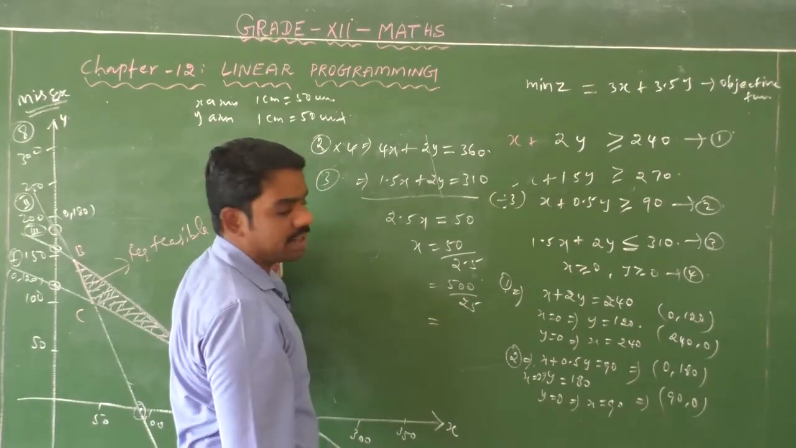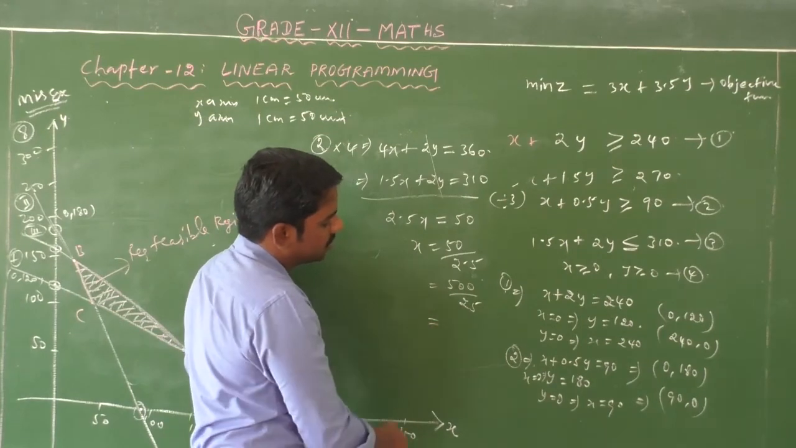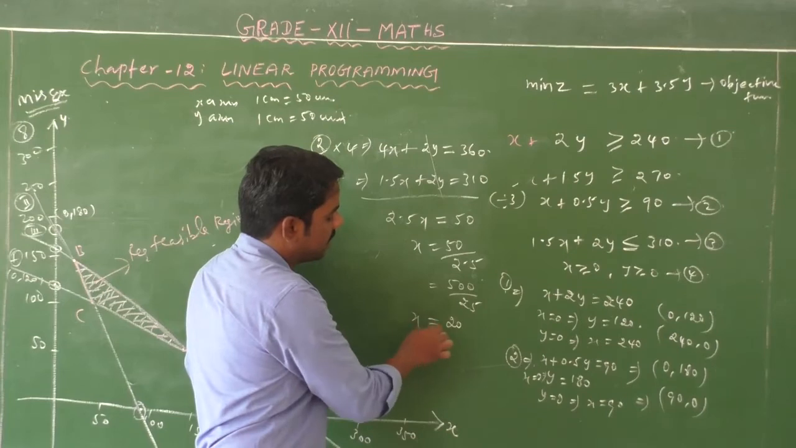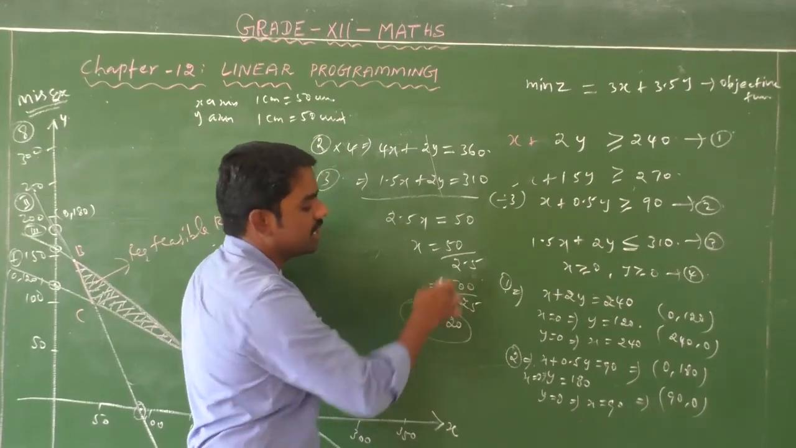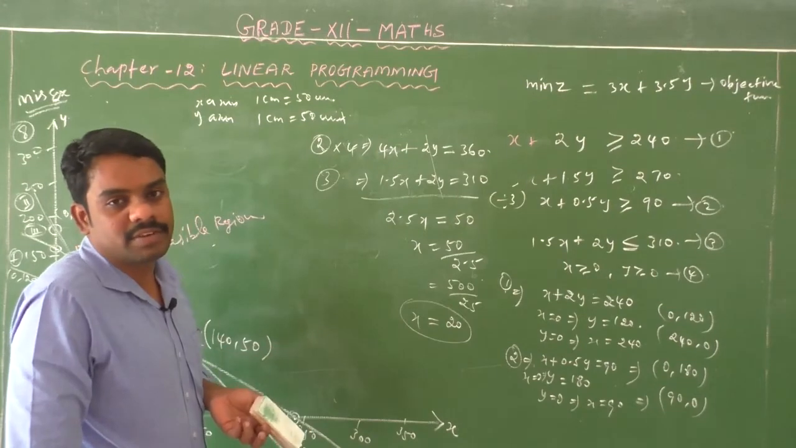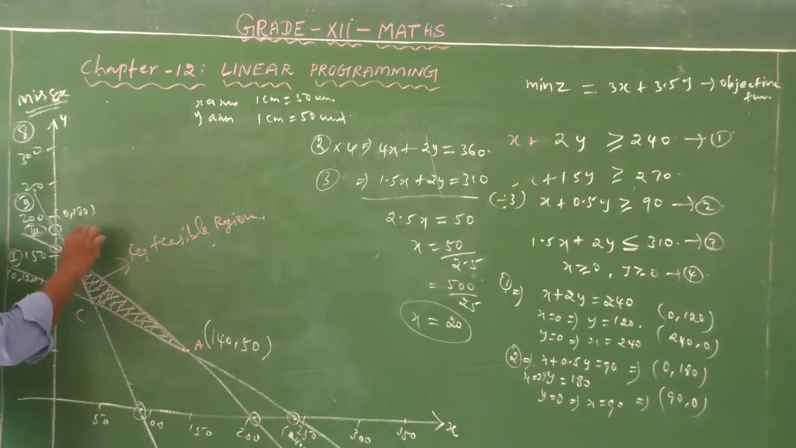20 into 25 is equal to 500. 10 times 25 is 250, 20 times 25 is 500. So x equal to 20. So in B, x is equal to 20.